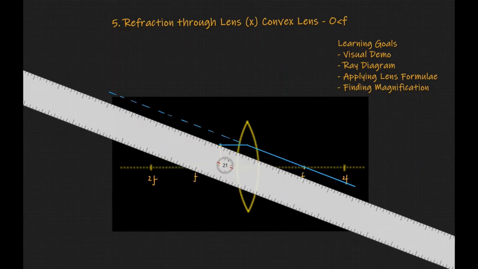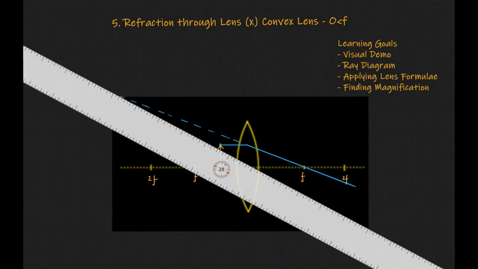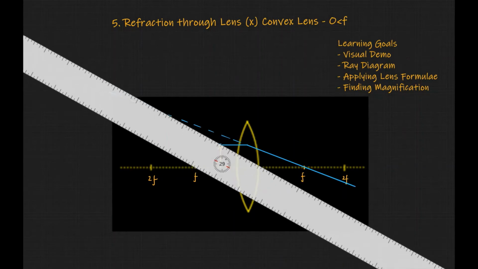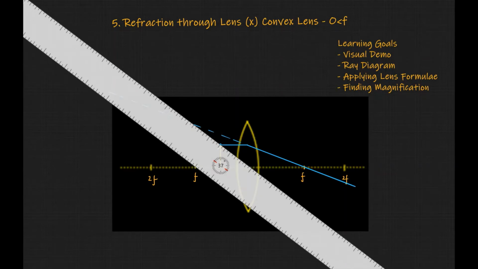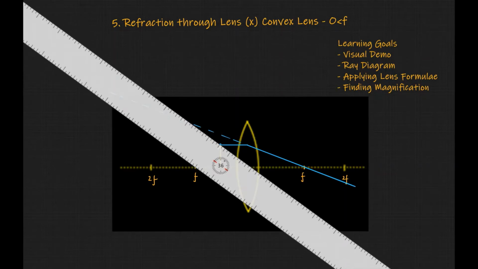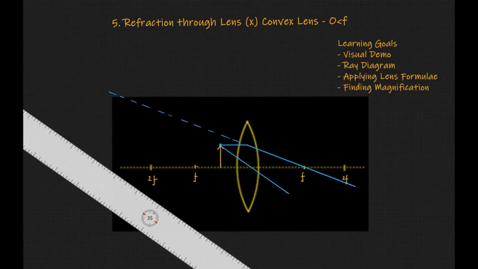And a ray that goes through the optical center will pass undeviated. So let's draw a ray through the optical center. There you go. So here is a ray that goes through the optical center. Now let's mark these rays.